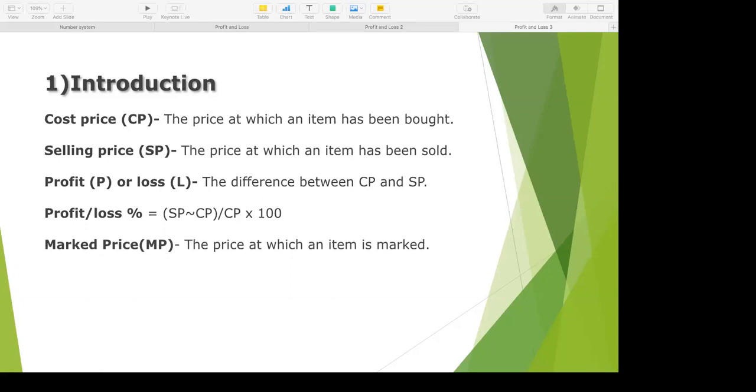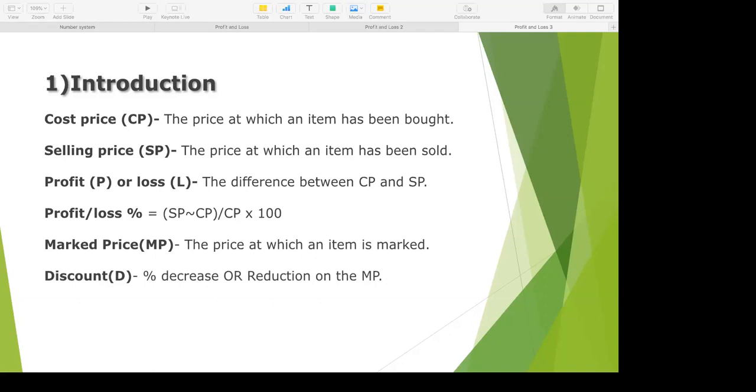Marked price. What is marked price? This is nothing but the MRP. When you go to buy something and you see the price written on the packet, that is the marked price. Okay, simple terms, MRP.